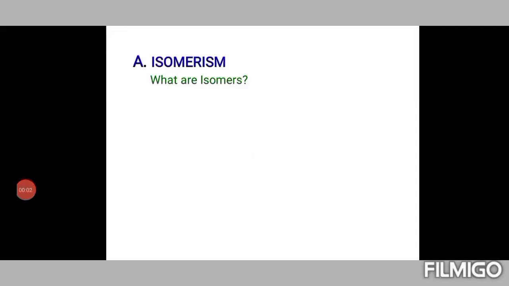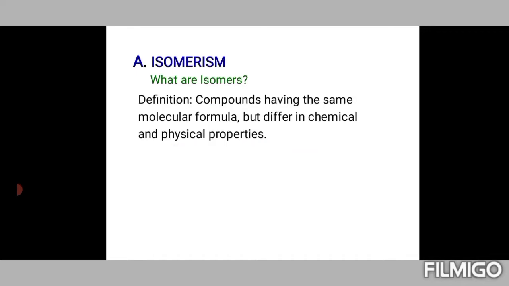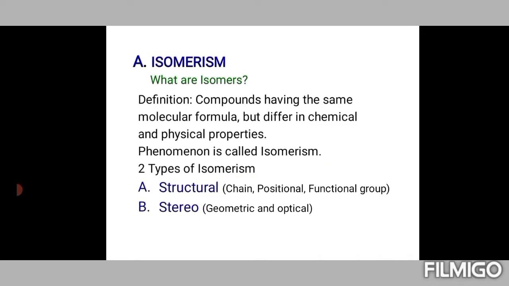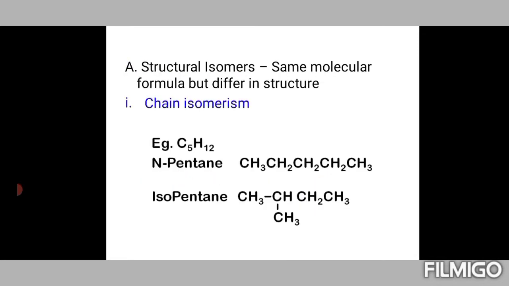Now we move on to the second module, isomerism in monosaccharides. Basically, what is isomerism? What are isomers? Compounds having the same molecular formula but differing in chemical and physical properties are called isomers. The process is called isomerism. Basically, there are 2 types of isomerism, structural and stereo. Structural isomerism may be chain isomerism, positional isomerism, or functional group isomerism, whereas stereoisomerism can be geometric isomerism and optical isomerism. We can go through quickly the basics of these different types of isomerism. First, structural chain isomerism, based on the peculiarities of the chain. You can go through it.